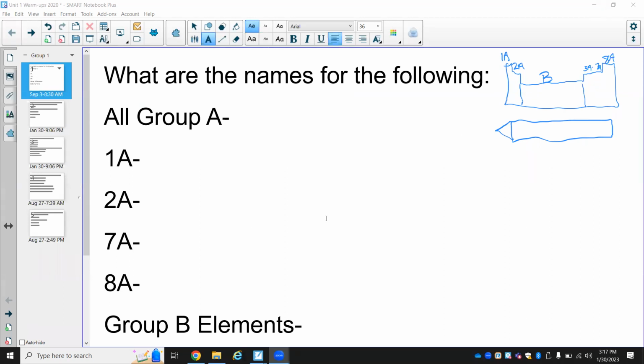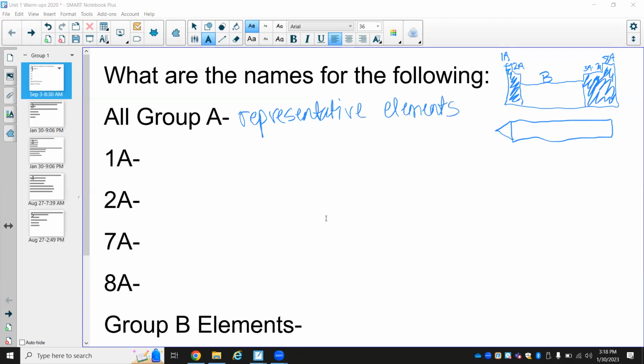All of the group A elements, so those first two columns to the left, which are right here. Sorry, my pen stopped working. So these first two columns and the last six are all of the group A elements. Those are referred to as the representative elements. And that does include metals and non-metals. So there are representative metals and representative non-metals.